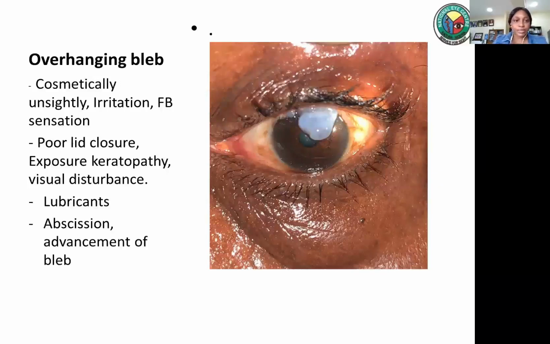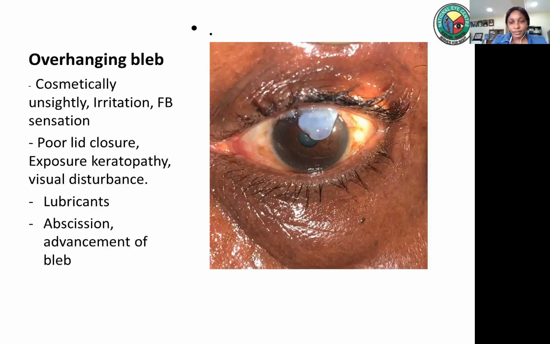But if a patient presents with an overhanging bleb, it's usually cosmetically unsightly, it is irritating, and the patient keeps complaining of foreign body irritation, and like in this case, it begins to affect the visual axis. Once a patient has this, there's difficulty with proper closure of the eyelid, and a tendency towards exposure keratopathy. Initial treatment is to give them lubricants so that you maintain the integrity of the cornea.